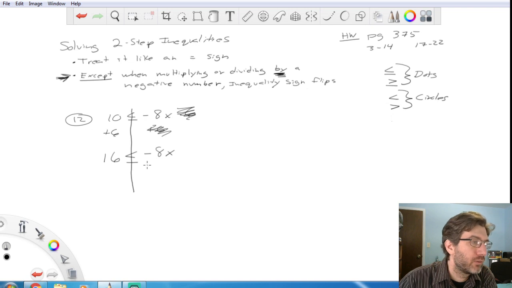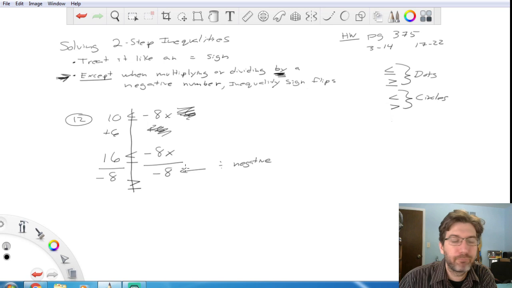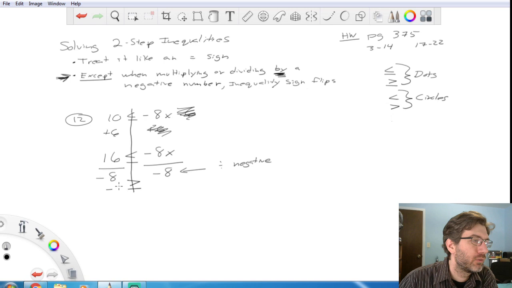Then I'm going to divide each side by a negative 8, and there's your division by a negative. So this sign is going to flip. It was pointed towards the 16. It now points this way. It's still going to have the equal part to it. When you solve this, you're going to get a negative 2 over here, and you're going to just get x. So your answer is negative 2 greater than or equal to x.